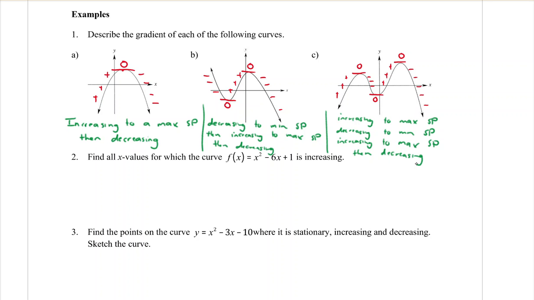Okay, so question 2. Find all x values for which the curve f of x is equal to x squared minus 6x plus 1 is increasing. So, increasing, there was a definition on the last page, was that the derivative had to be greater than 0.